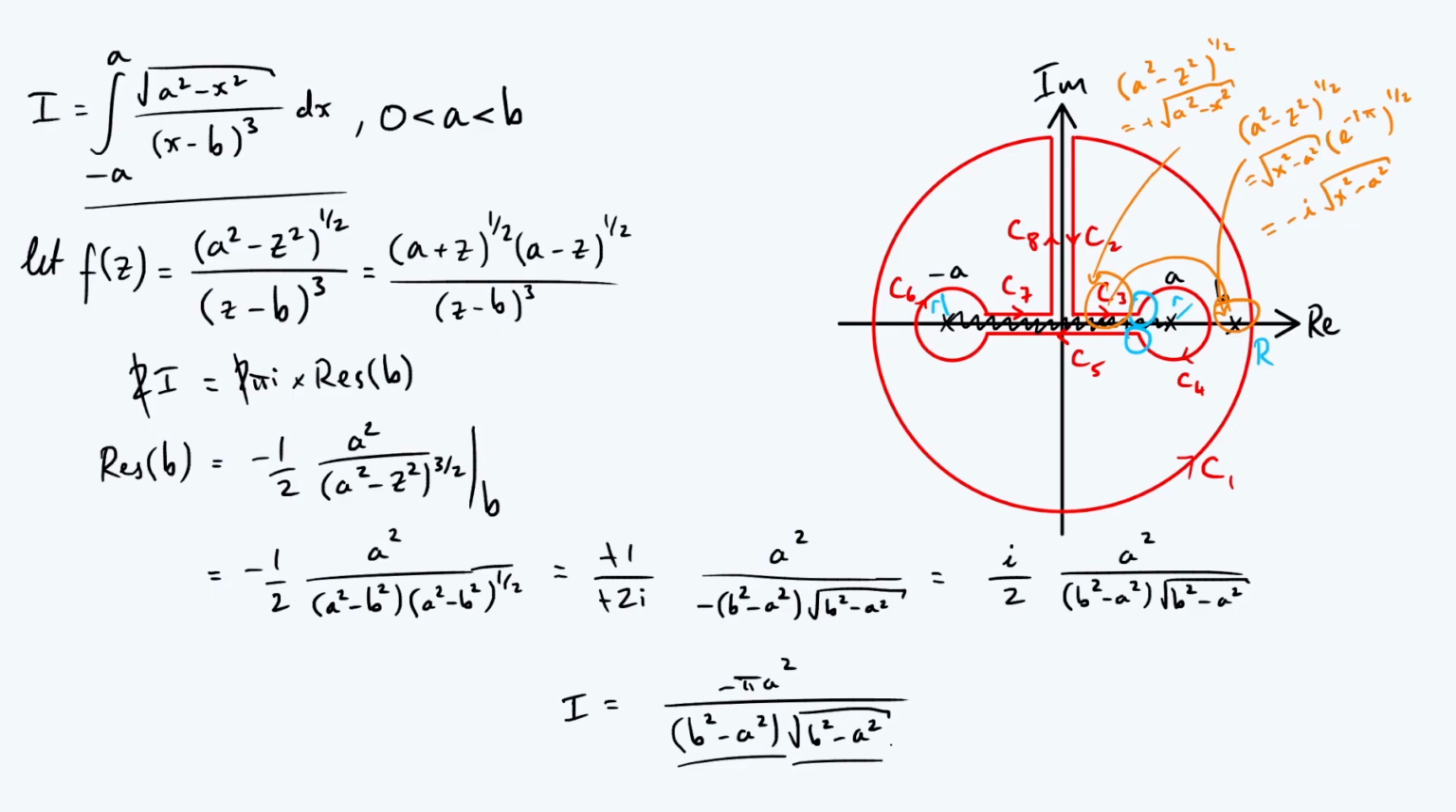That makes a lot of sense when you think about the sign of the integrand up here in the region that we are integrating over. So x is always between minus a and a, but b is bigger than a, and therefore x minus b is negative. x minus b cubed is always negative in the region that we're integrating over. Therefore, I should indeed be negative.